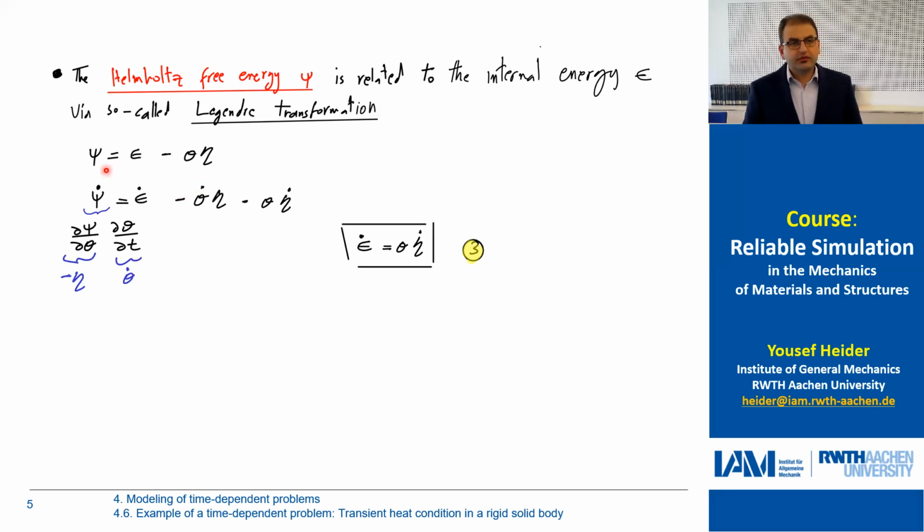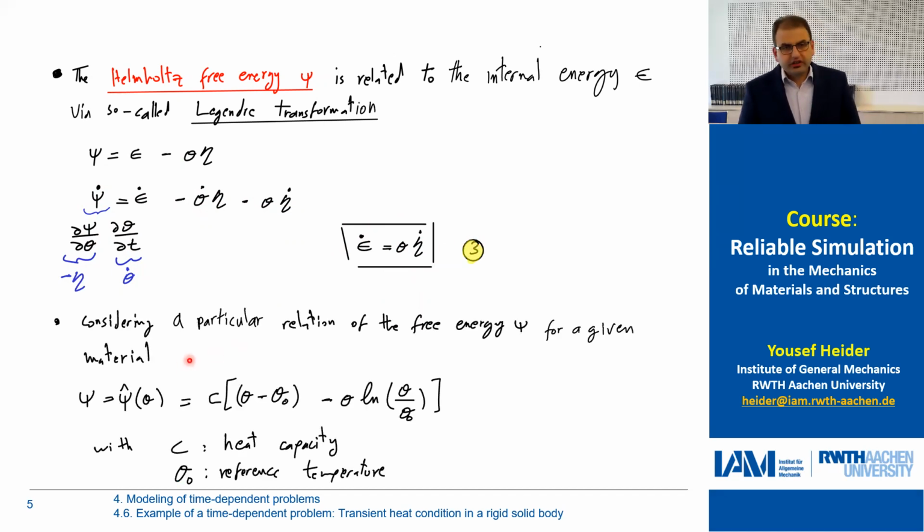Now, if we take the time derivative of this, then psi dot equals epsilon dot minus zeta dot eta minus eta dot zeta. We have seen the definition of the entropy. It was d psi to d zeta, and then we have d zeta to dt, which would be zeta dot. So we have on the left-hand side minus eta zeta dot, and on the right-hand side we have exactly the same term, so they cancel out. And then we end up with this relationship, where the rate of internal energy equals the temperature multiplied by the rate of the entropy. So this is equation number 3.